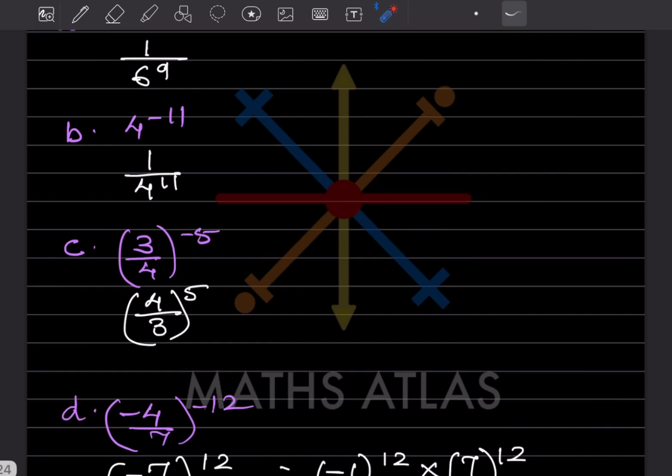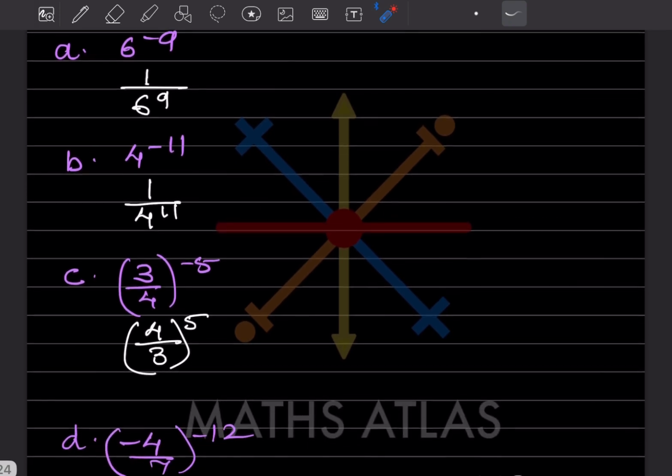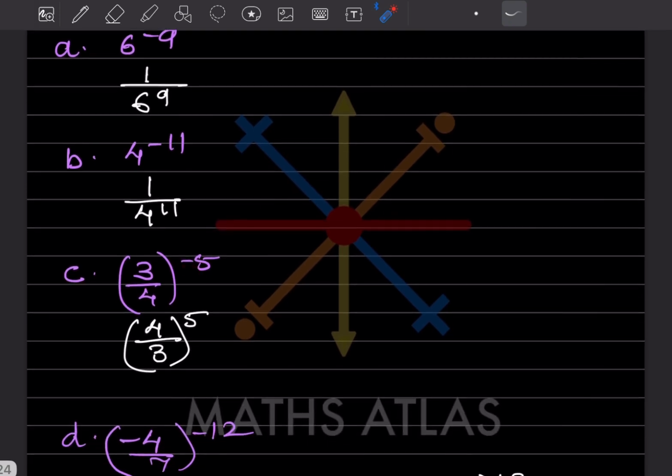Now in such a case, because this is in fraction form and the index is negative 1, what you have to do is flip over this one. So this is going to be 4 by 3 raised to, so this becomes positive, this is 5.